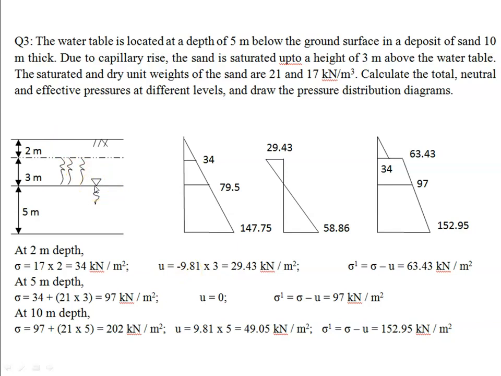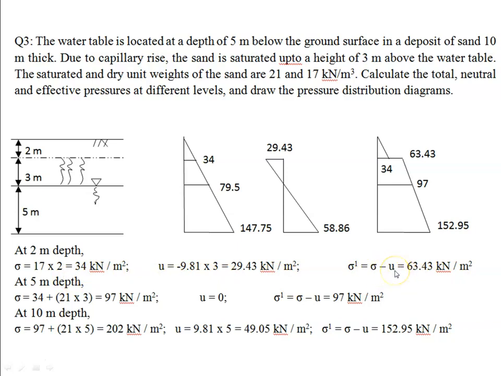So here, minus gamma W into H, where capillary rise is 3 meter, so that we can calculate the pore water pressure. This is minus 29.43. Then while taking the difference, effective stress equals total stress minus pore water pressure.